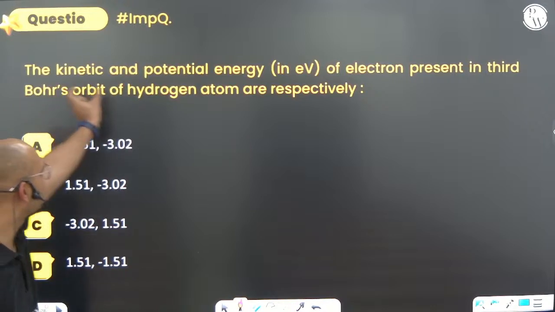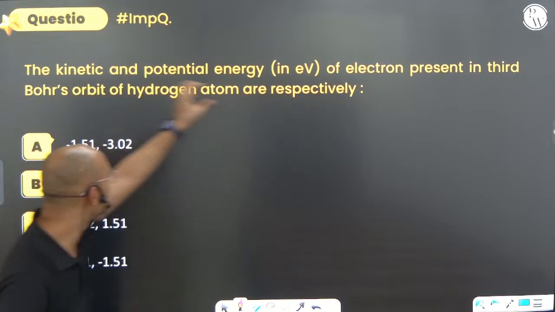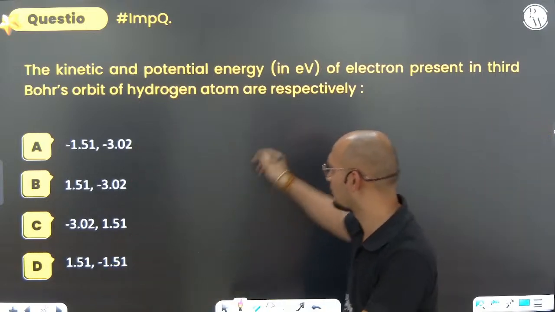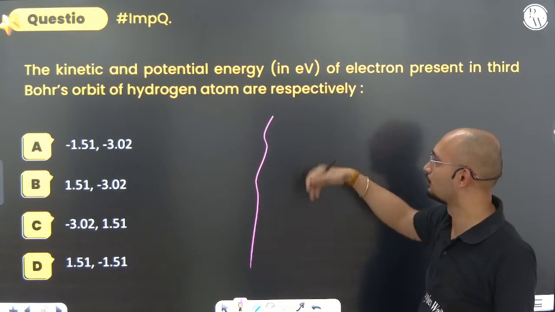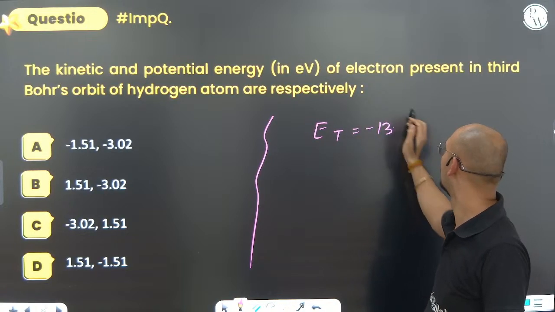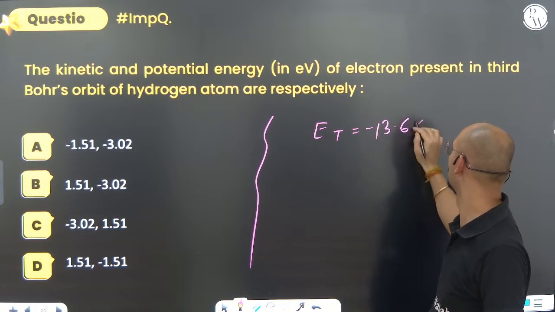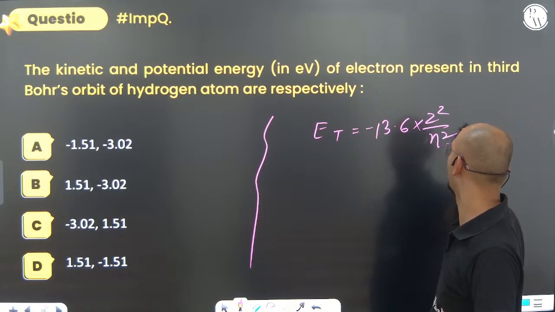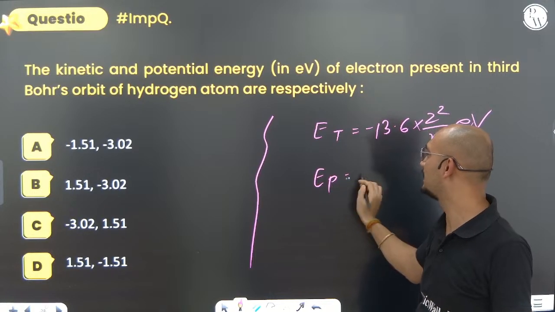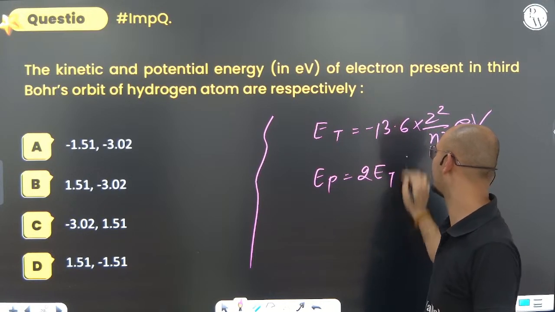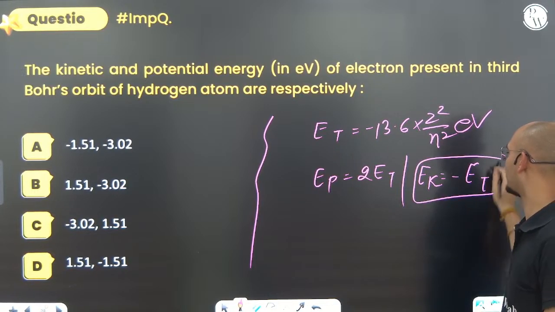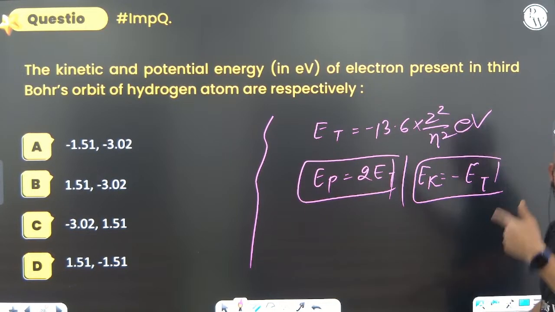Next one, the kinetic and potential energy of electron present in the third Bohr orbit of hydrogen atom are. Homework for you. I hope you all can do it. What is the formula that you are going to use? First of all, you find out E total by minus 13.6 into Z square by n square electron volt. Once we got E total, EP will be 2 times E total, while EK will be negative of E total. Please do it and get the answer.